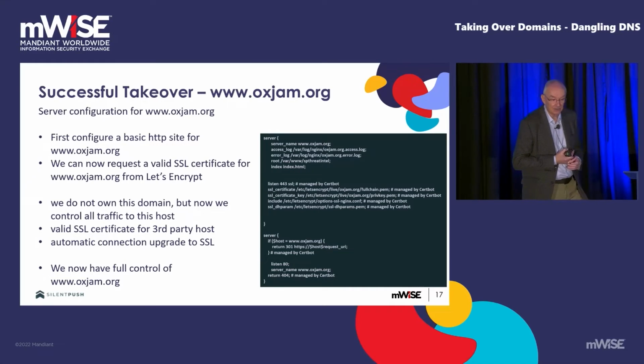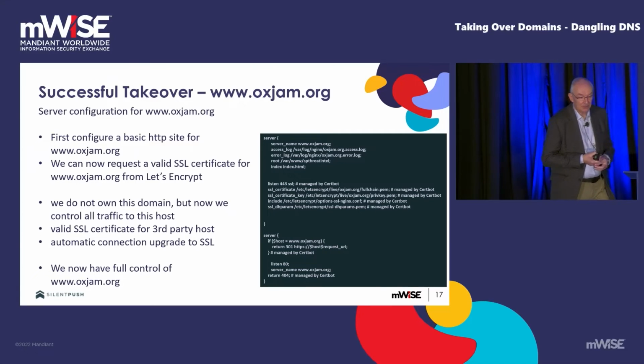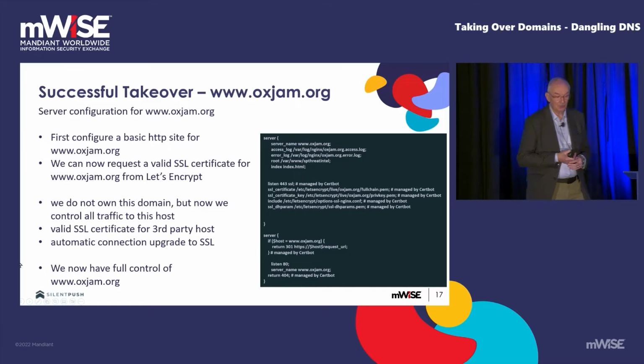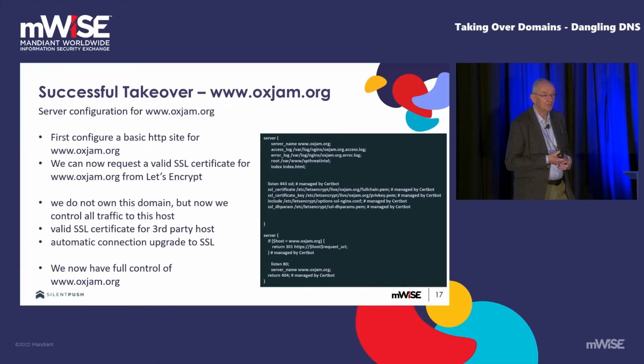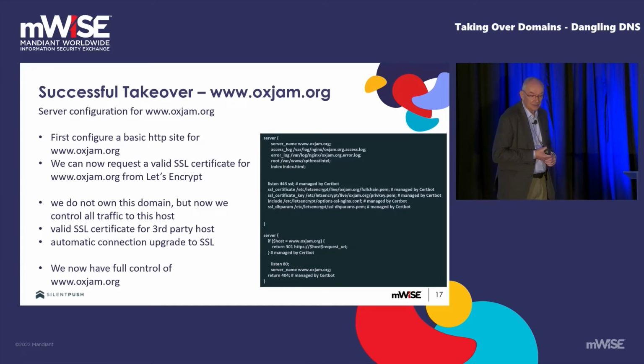So now we can use Let's Encrypt to request an SSL certificate for oxjam.org. Still, this does not belong to us, right? Because the validation for certificates for Let's Encrypt is HTTP-based. That's why we have to set up a basic HTTP site first and get traffic to flow there, because of the authentication method for Let's Encrypt. So then we do that.